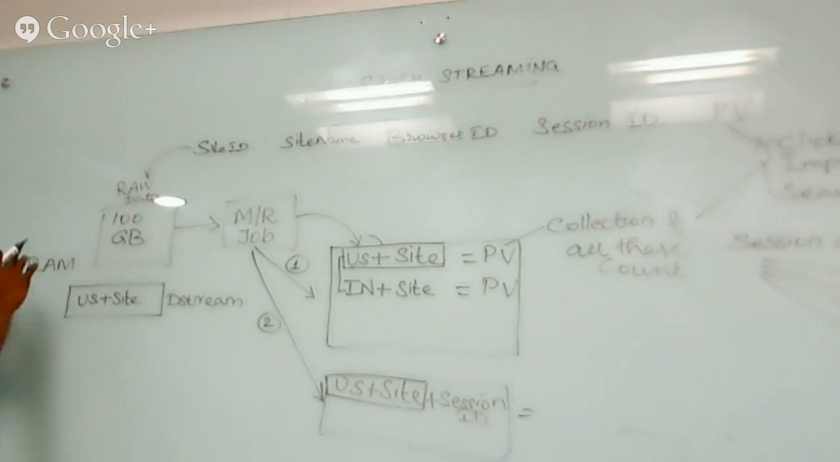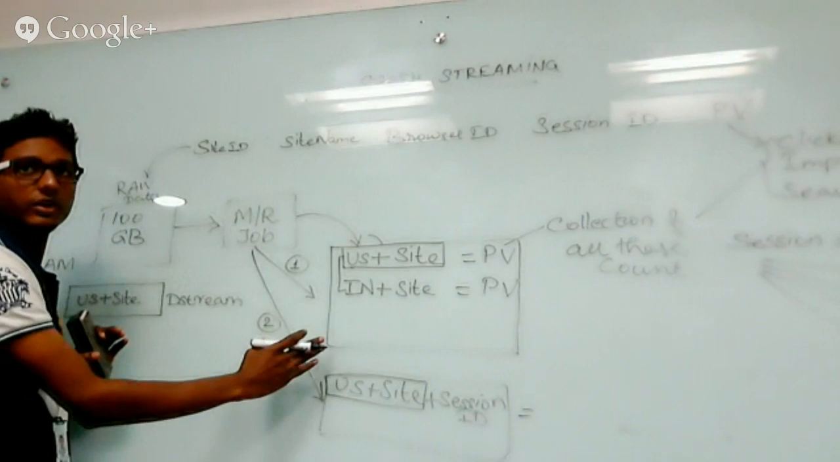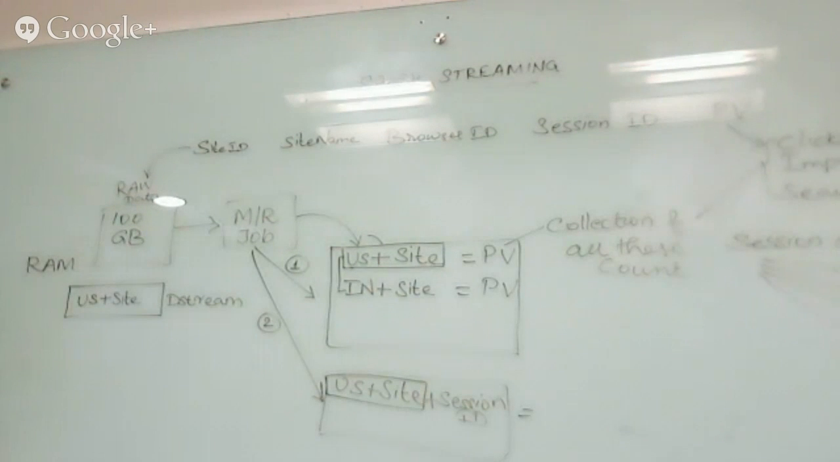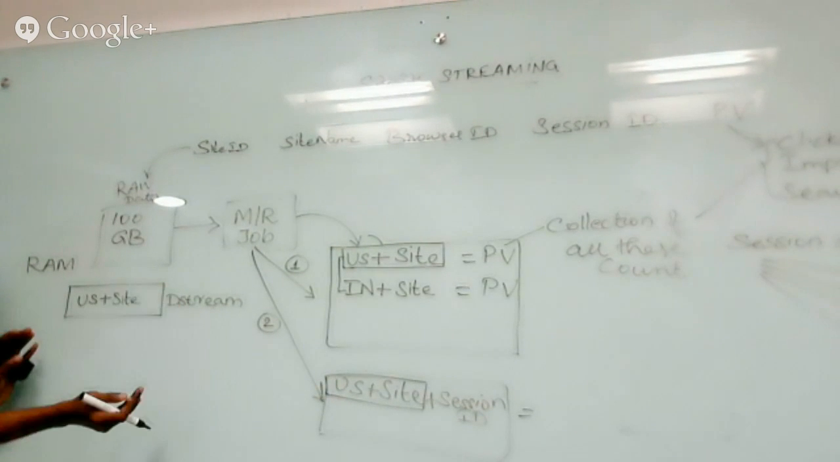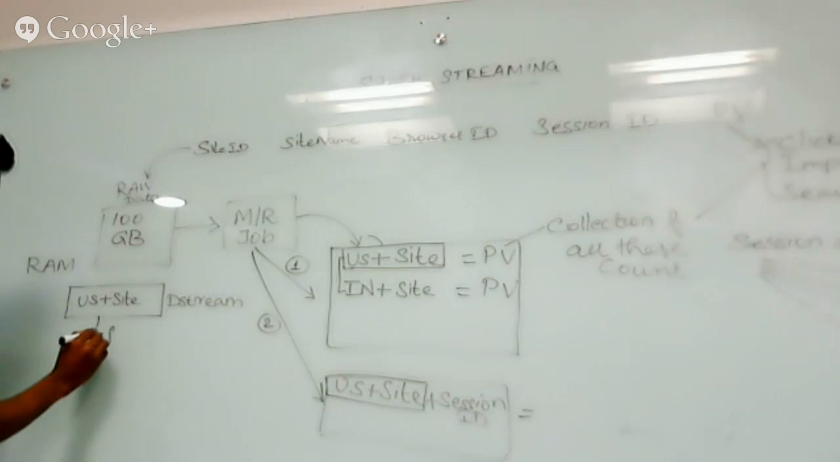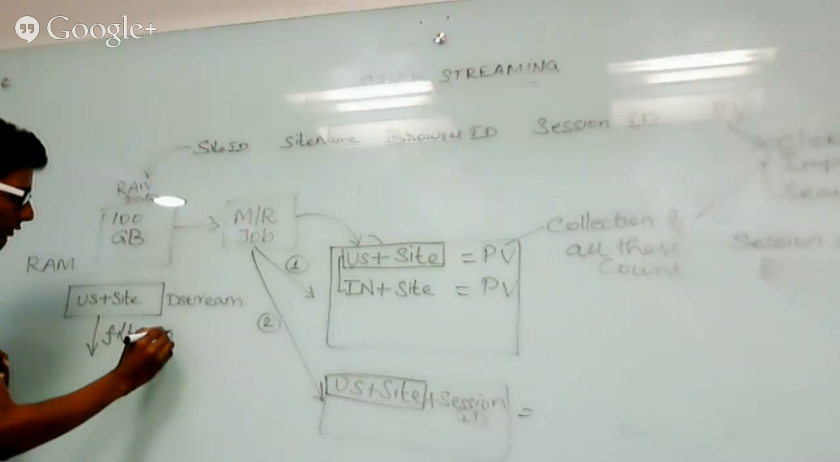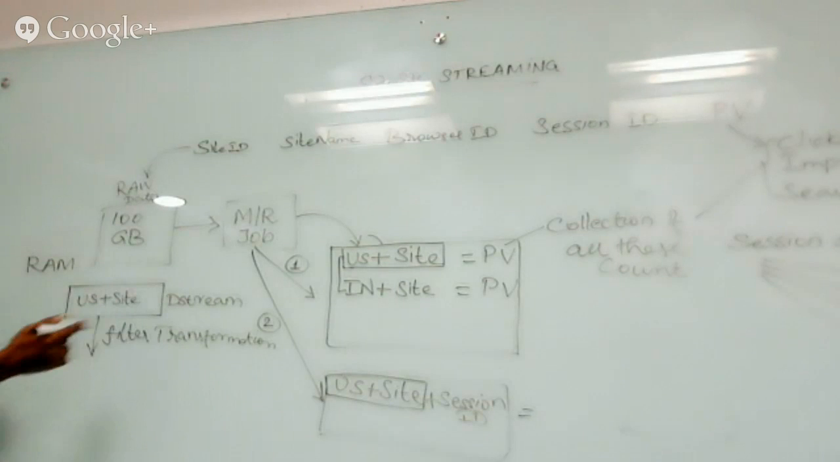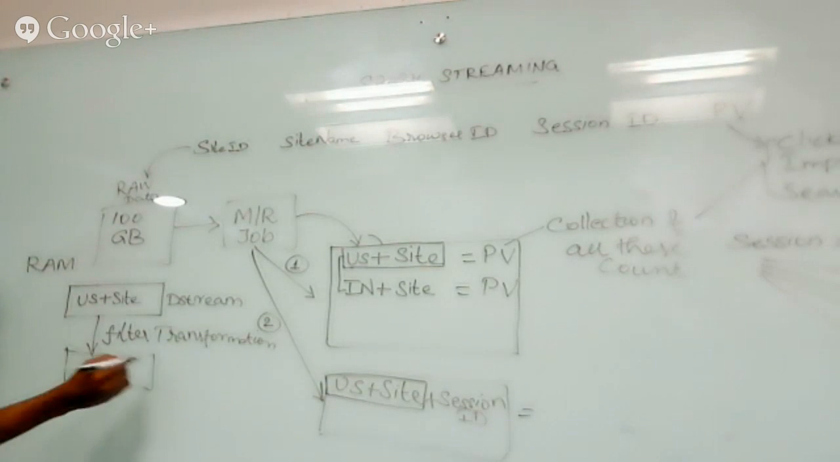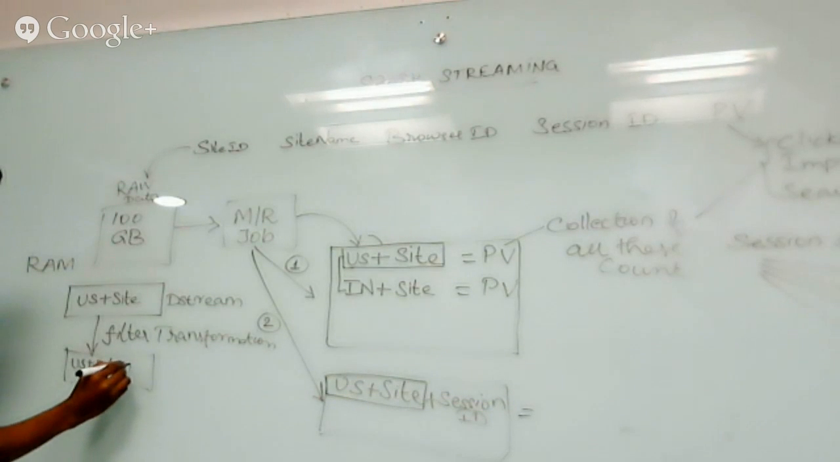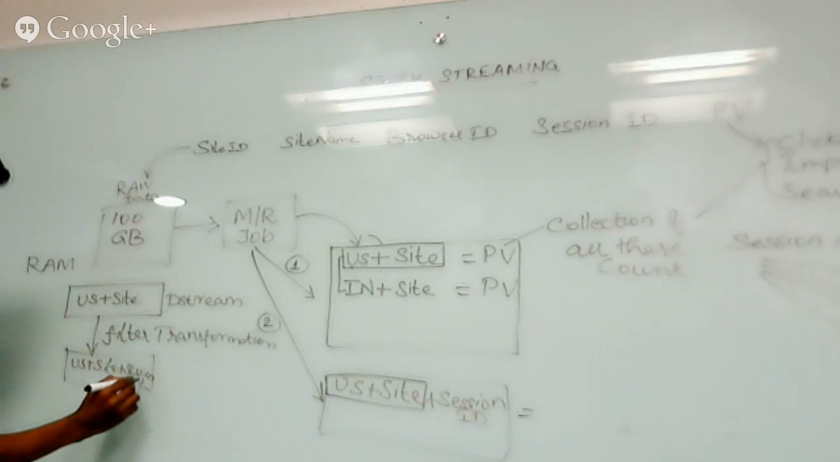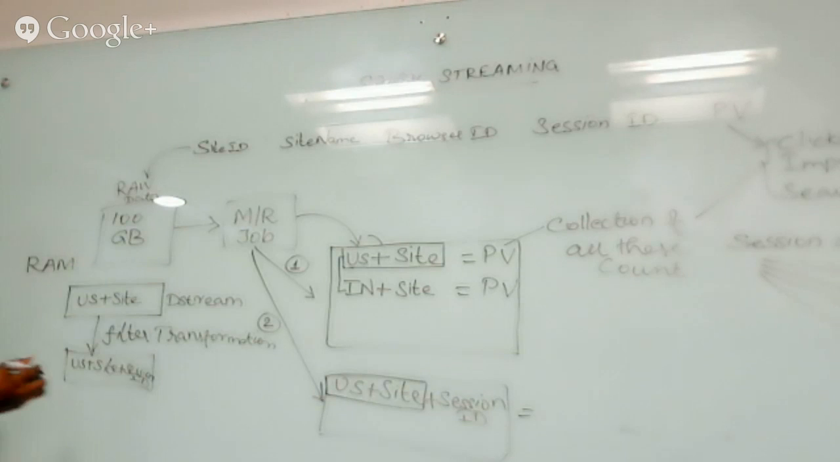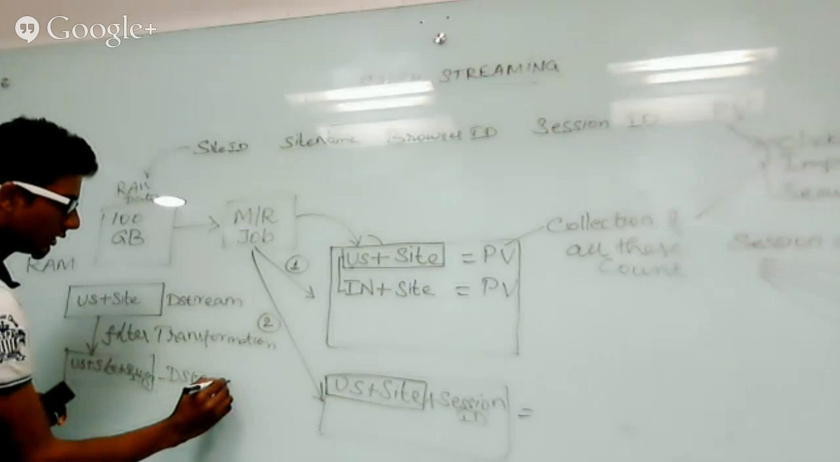Okay, so when you run this second MR job in your Hadoop environment, in the meantime, you can just take this particular D-stream as an input for your next filtering operation, and just perform a filter transformation over here, and you can obtain your US plus site plus your session ID. So this will be your required DStream.